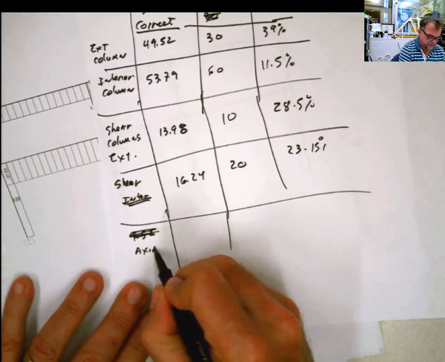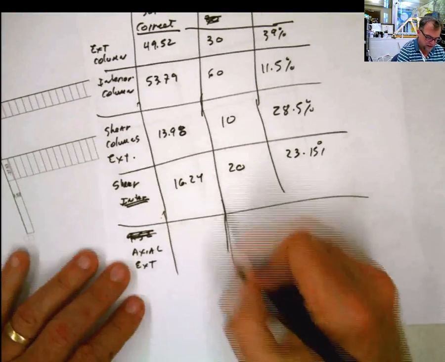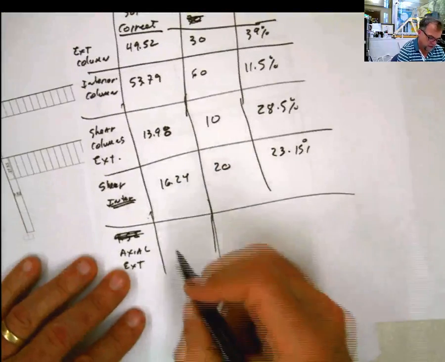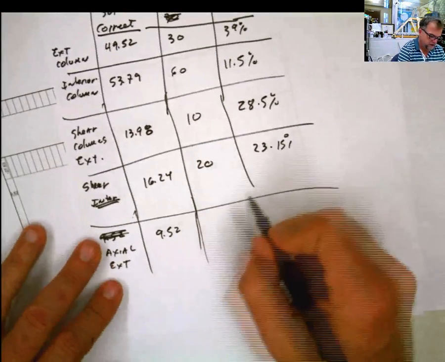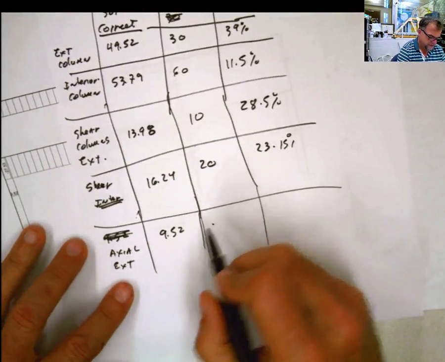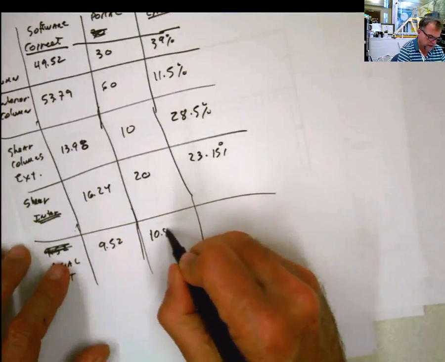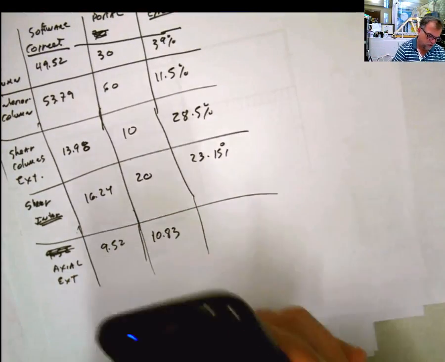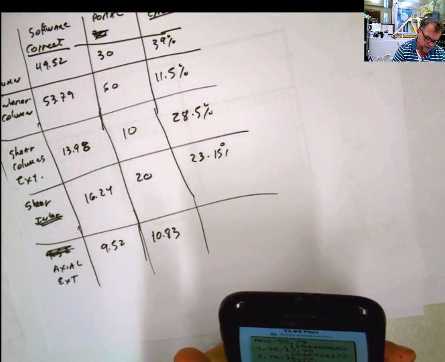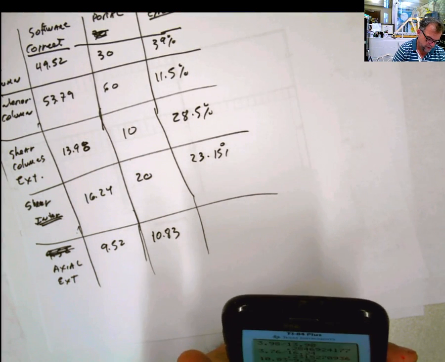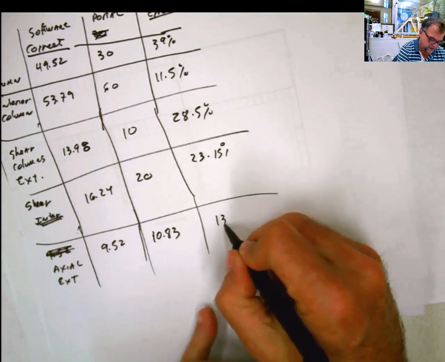Axial, external, and I'm just comparing one. I never did this before, so I'm doing it now live. 9.52, because I'm interested also. That's the value for the axial forces, and we got 10.83. So the difference will be 10.83 minus 9.52 divided by 9.52. That's 13.7%.